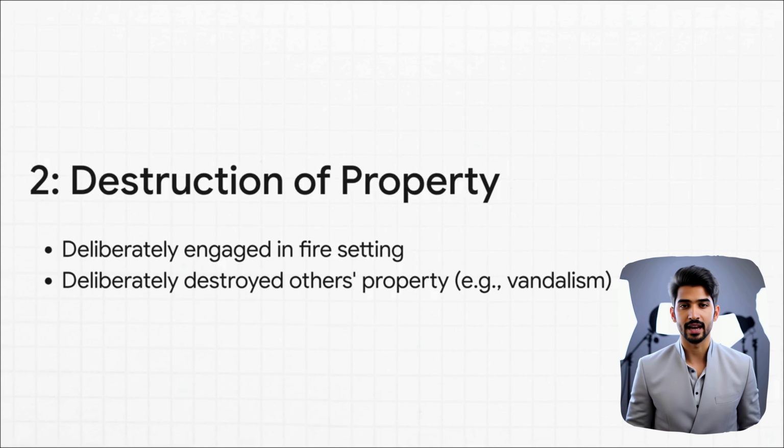Okay, the second category kind of shifts the focus from harming living things to harming property. And the key word here is deliberately. This isn't accidental. It includes behaviors like intentionally setting fires with the goal of causing serious damage, or other forms of vandalism, smashing things, destroying property that isn't theirs.